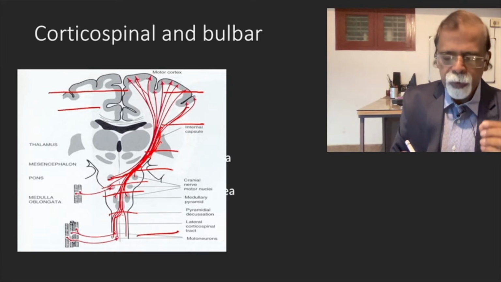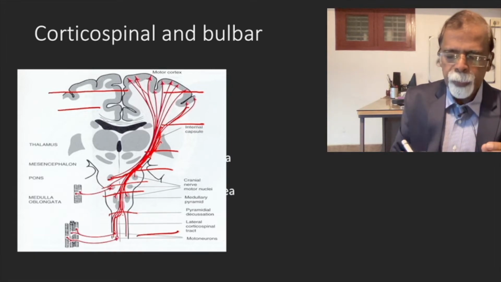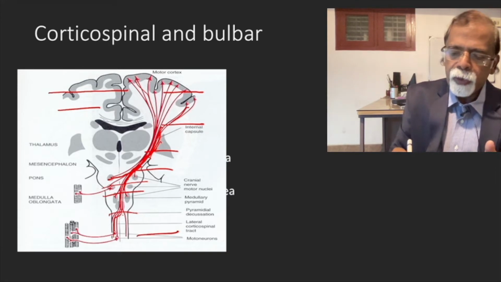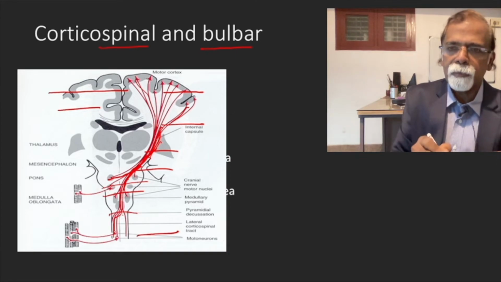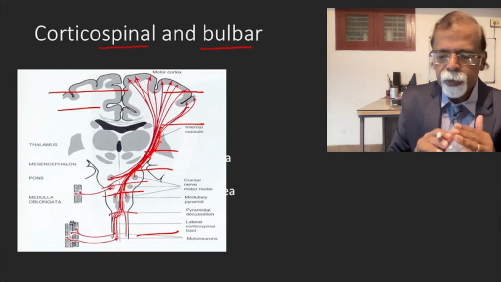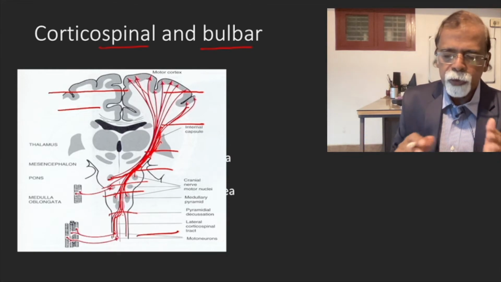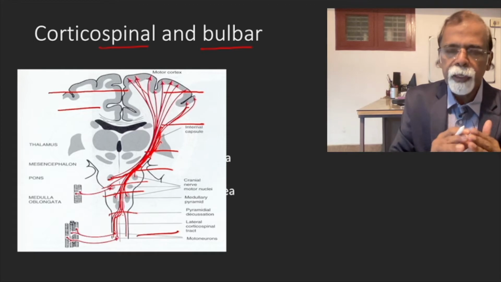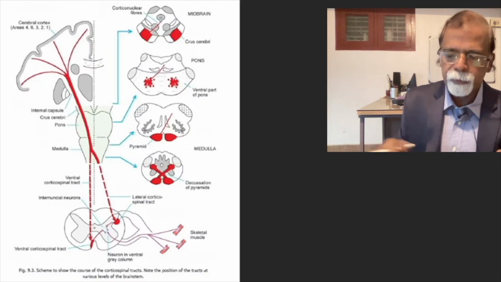So all the cranial nerves also get motor supply from the cortex and they are called the cortico-bulbar, not corticospinal. Corticospinal means it goes to the spinal cord. They are called the cortico-bulbar pathway. Sometimes it is called cortico-nuclear. So you now understand the difference between corticospinal and cortico-bulbar pathways.